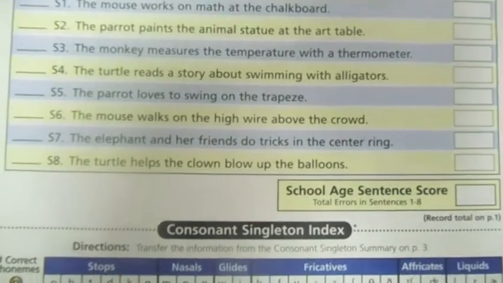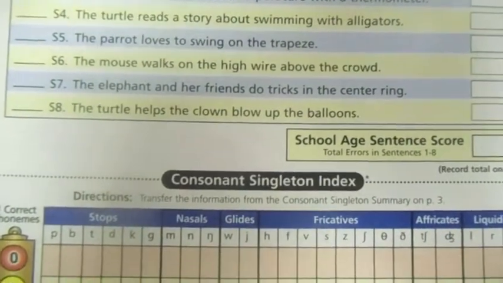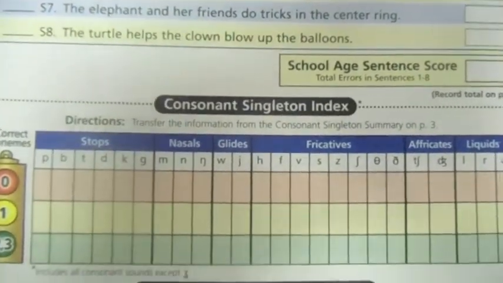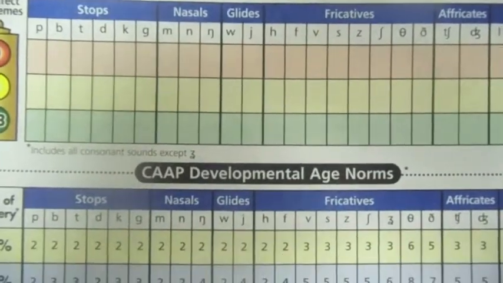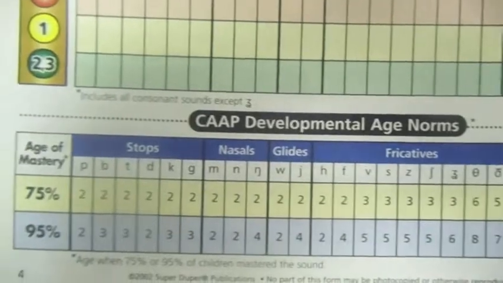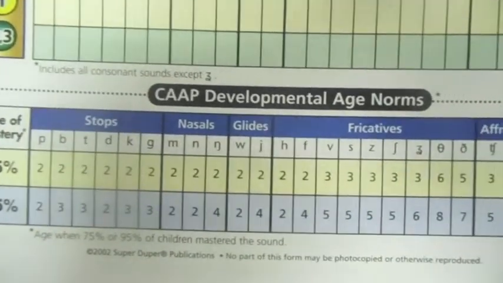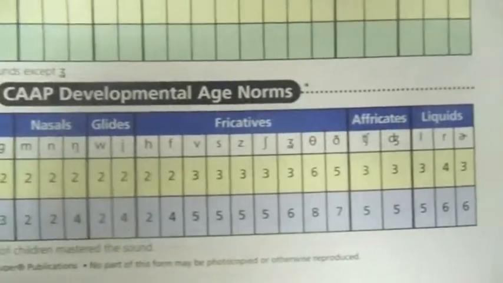The clinician marks the words that contain a sound error or a sound omitted and counts the errors in each sentence. At the bottom of the last page is the consonant singleton index and the CAAP developmental age norms.